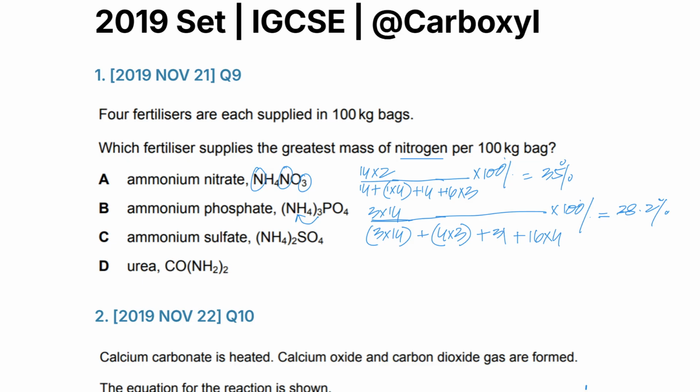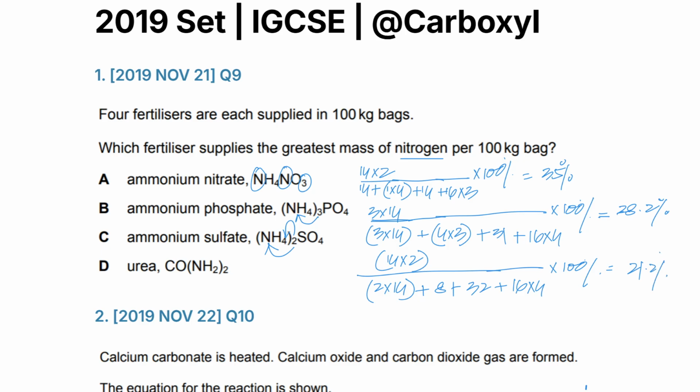Then for C, you could say 2 times N. So 2 times 14 divided by the mass of the entire compound, which is 2 times 14 plus 4 times 2, because hydrogen is 1, so 1 times 4 is 4, 4 times 2 is 8, plus sulfur is 32, oxygen is 16, times 4 because you have 4 O's, multiplied by 100%. 14 times 2, that's 28, divided by 2 times 14 plus 8 plus 32 plus 16 times 4, multiplied by 100%. That gives me 21.2.